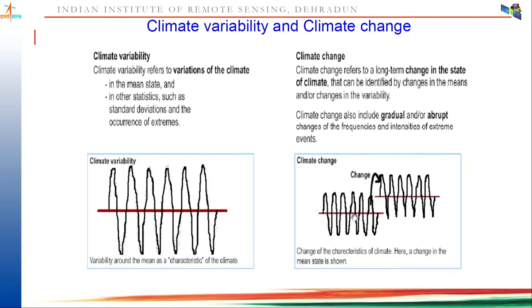So here you can see the 5-year mean for the temperature was varying along the line of the mean. Now this mean temperature line has completely changed. This you can say is climate change. Here it is only cyclic in nature. It is a climate variation.